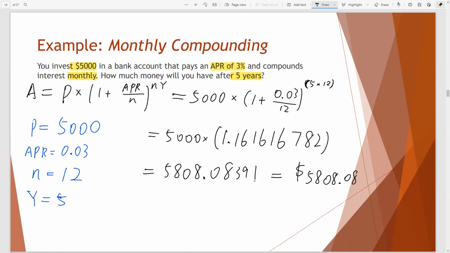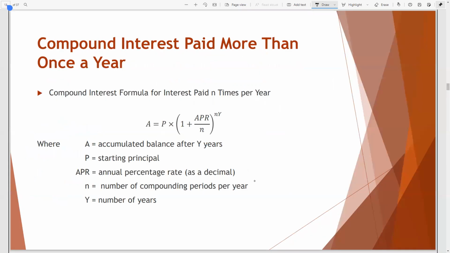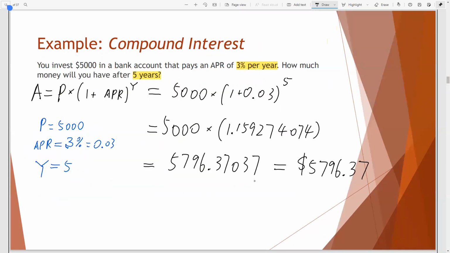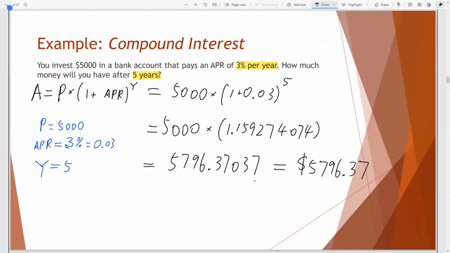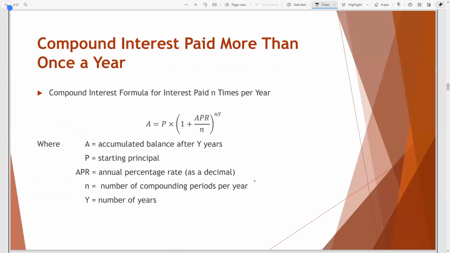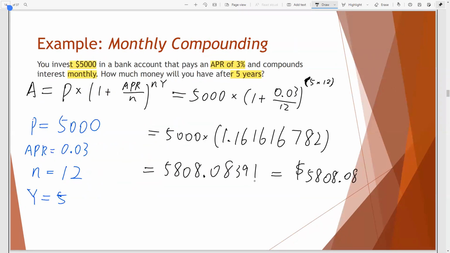But you could do it step by step, showing more in the middle. What I show you is the necessary ones. Okay, so compared to the annual payments, where we had 5,796, with monthly payments we get $5,808. It's a little bit more, about $12, or $11, more.